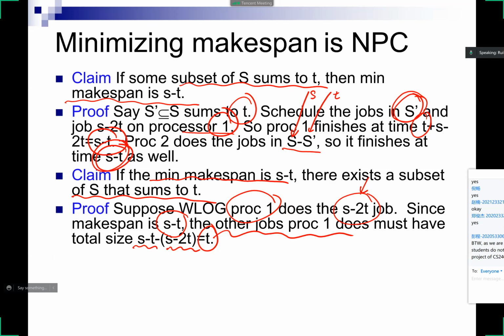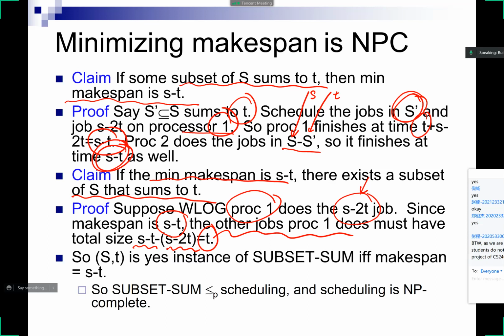Okay, so now we've shown both directions. We've shown that there's a subset of S which adds up to T if and only if the makespan is S minus T. And of course, our reduction is polynomial time, and so that means that subset sum reduces to scheduling. And so even scheduling on 2 processors is NP complete. Any questions about this?